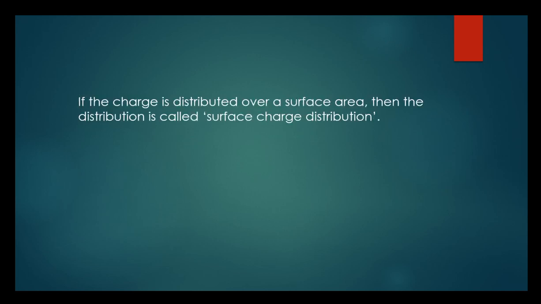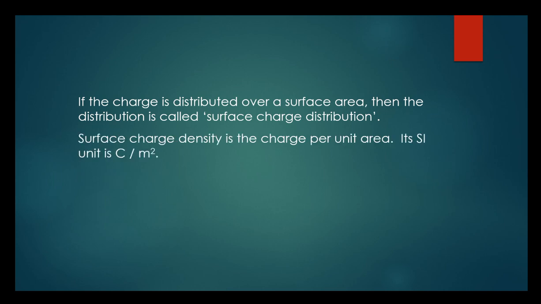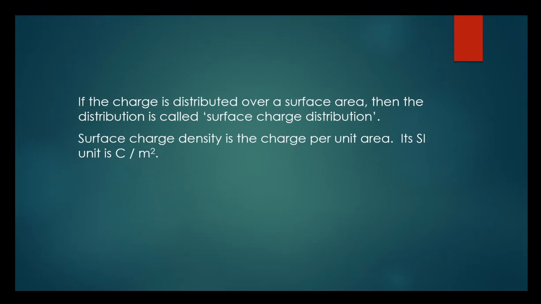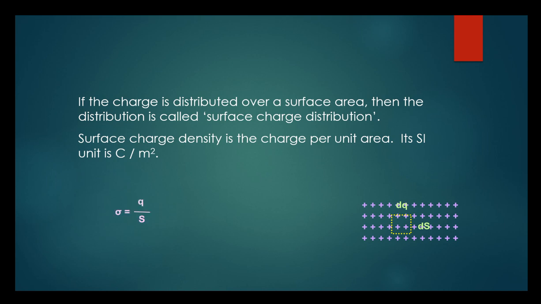Similarly, we have surface charge density. If the charge is distributed over a surface area, then the distribution is called surface charge distribution, and its unit is coulomb per meter square because it is defined as charge per unit area. Now, if we take an area, we can see the charge is distributed in the area, and we have taken a small area ds on which we have a small charge dq.